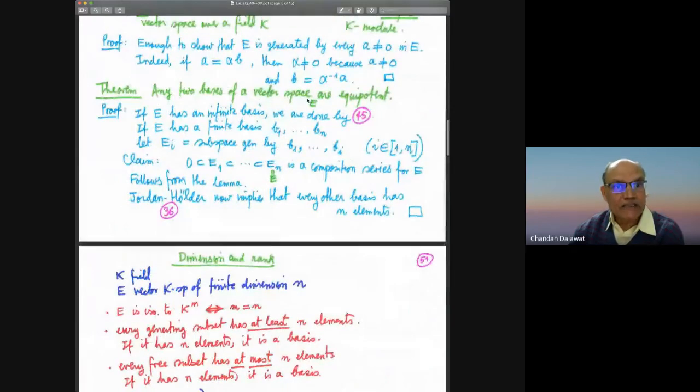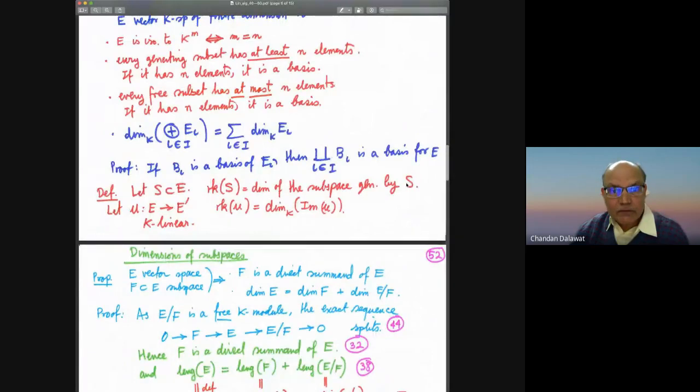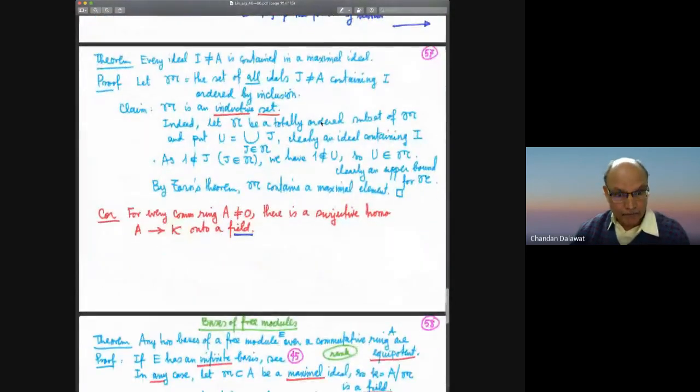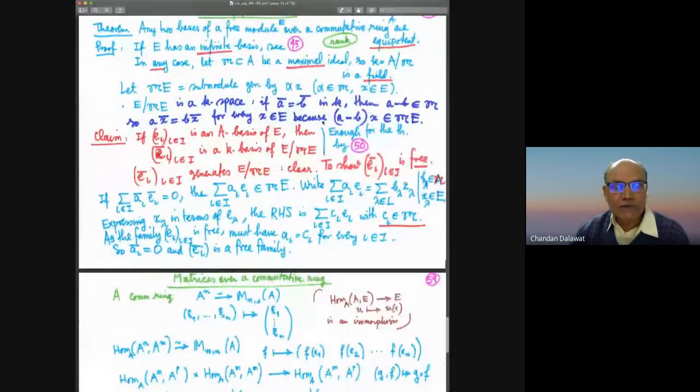Here it is. Any two bases of a vector space are equipotent. So, we want to prove something similar for a commutative ring, that if I have a free module over a commutative ring, then any two bases are equipotent. I'm reducing that statement for commutative rings to a statement over fields. And that's the way to do it, by finding a maximal ideal in the commutative ring, going modulo that maximal ideal in the ring to get a field, and in the vector space, in the module, to get a vector space over that field.